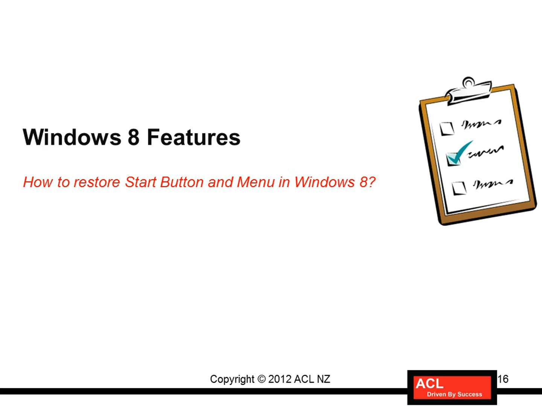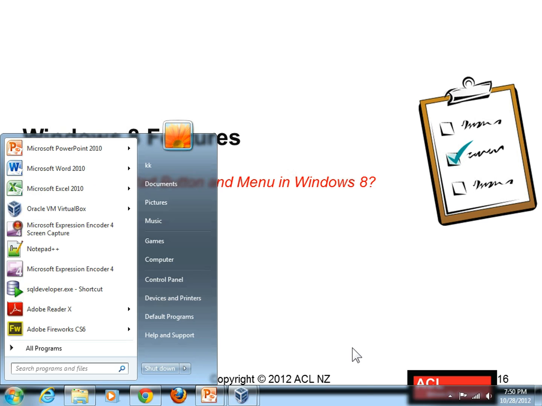Hello, in this movie I'm gonna show you how to restore the start button and menu in Windows 8. Those of you who are new to Windows 8, let me just show you what I'm talking about. As you would see in Windows 7, you've got a start menu out here, right? On your keyboard you've got a start button, and as soon as you click on that, it'll invoke this start menu, right?